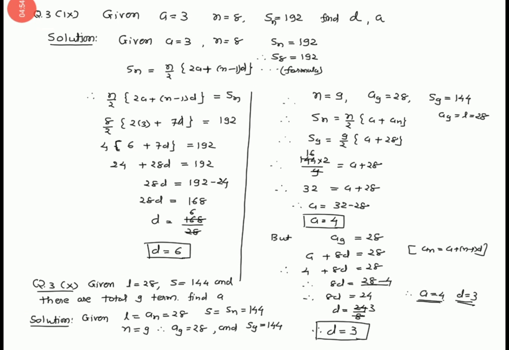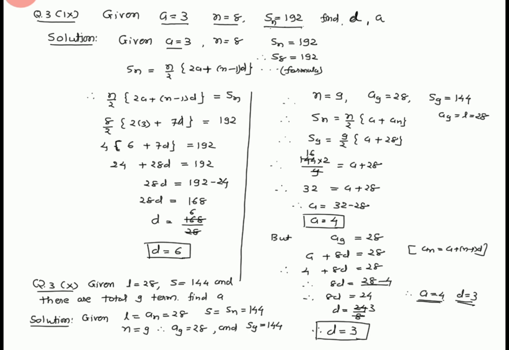Now we start question number 3, sub question number 9. Given that a equal to 3, n equal to 8, sum of n terms Sn equal to 192. In the book it is S equal to 192, we write Sn equal to 192. S means sum, the sum of n terms equal to 192. We have to find d. Now we start the solution.